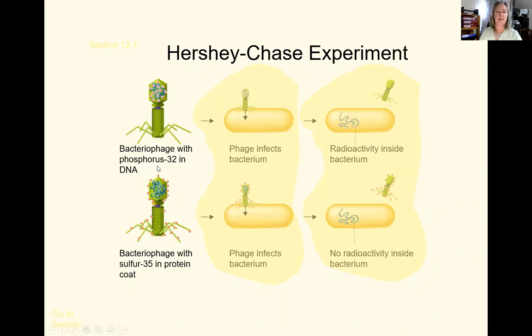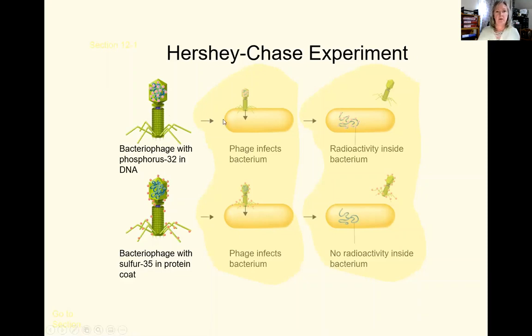So in Hershey and Chase's experiment, that's what they did. They tagged the DNA of the bacteriophages with radioactive phosphorus. These are called bacteriophages, but they're viruses that infect bacteria. So for this virus here, they tagged the DNA with radioactive phosphorus. And then in the other, they tagged the protein coat, which is not genetic material, with a radioactive sulfur.